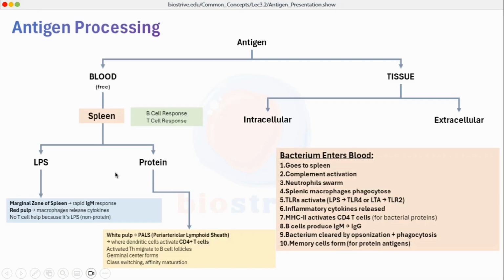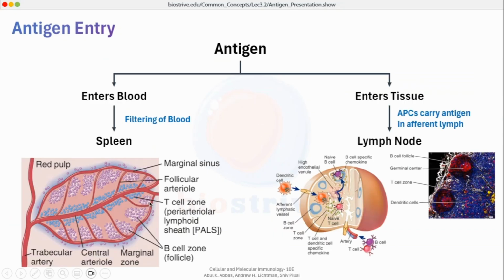The second concept we need to know is that for lipopolysaccharides there is no class switching. There will be only production of IgM antibodies and there will be no T cell response. T cell response is only carried out against proteinaceous antigens. So proteinaceous antigens will be carried down to the white pulp or PALS, the periarteriolar lymphoid sheath. We talked about this in this diagram. This is the T cell zone, PALS, where T cell populations reside.